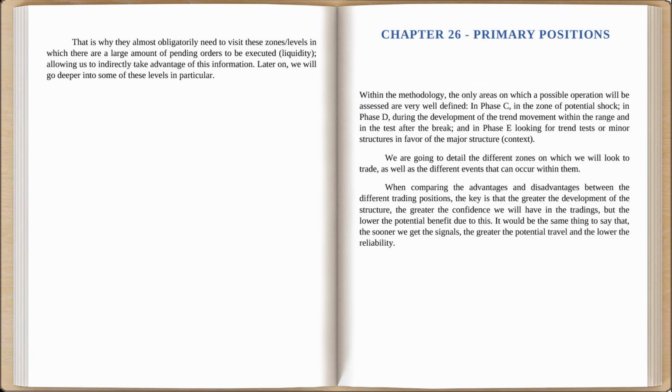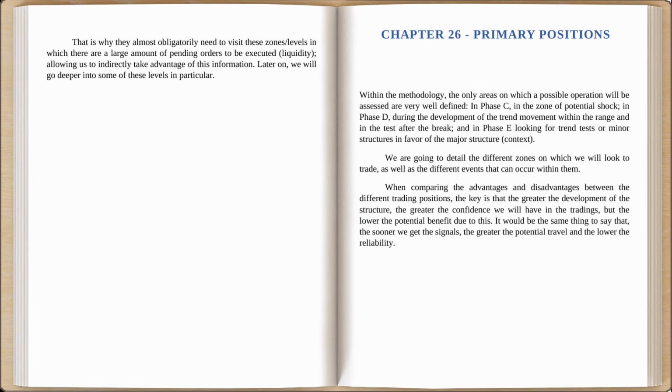Chapter 26. Primary Positions. Within the methodology, the only areas on which a possible operation will be assessed are very well defined. In Phase C, in the zone of potential shock. In Phase D, during the development of the trend movement within the range and in the test after the break. And in Phase E, looking for trend tests or minor structures in favor of the major structure context. We are going to detail the different zones on which we will look to trade, as well as the different events that can occur within them.